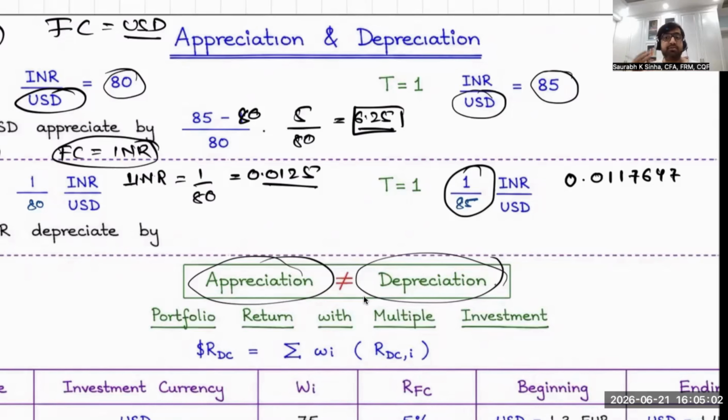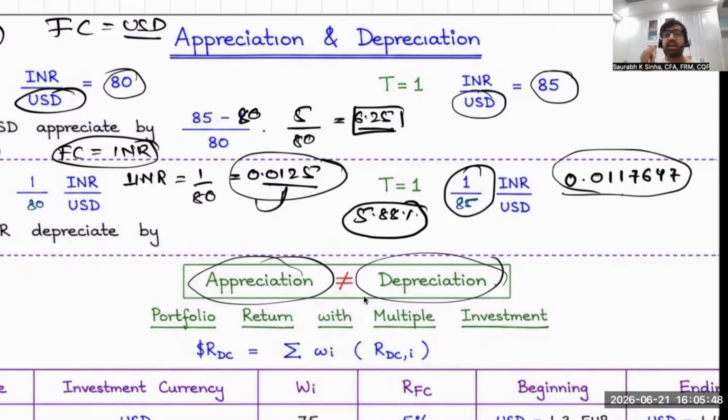Okay. And we have to find out whether the INR has depreciated or appreciated. We can see that it has depreciated, but what is the value? So this is the final value. So final value minus initial value divided by the initial value. So let's do it. Minus 0.0125, divided by 0.0125. Okay. And the value came to 5.88% approximately.